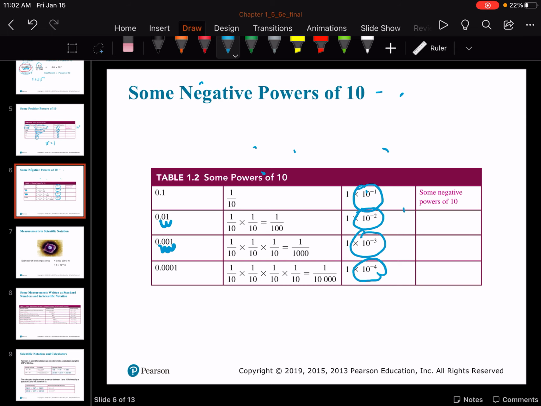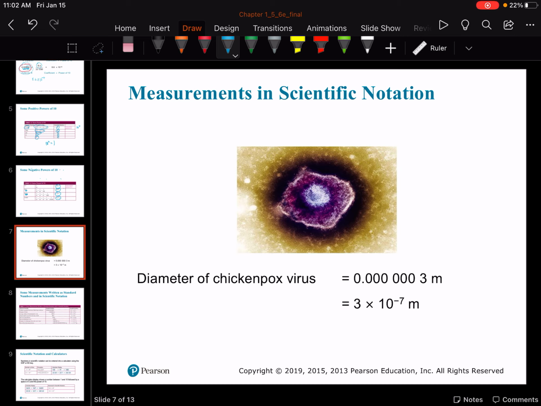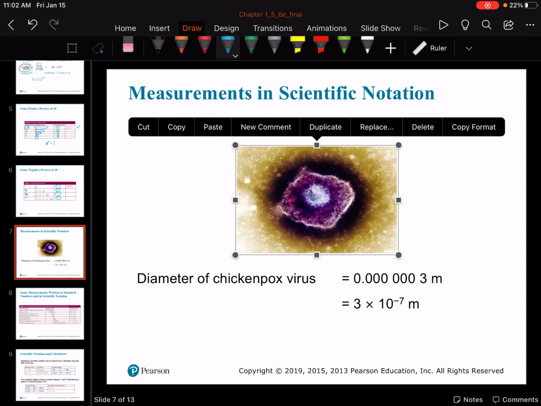Now let's look at another example when we would want to use scientific notation. The diameter of a chickenpox virus, right, is 3 times 10 to the negative 7 meters. And that's a micrograph of a chickenpox virus. 3 times 10 to the minus 7. So you see what this is in meters?